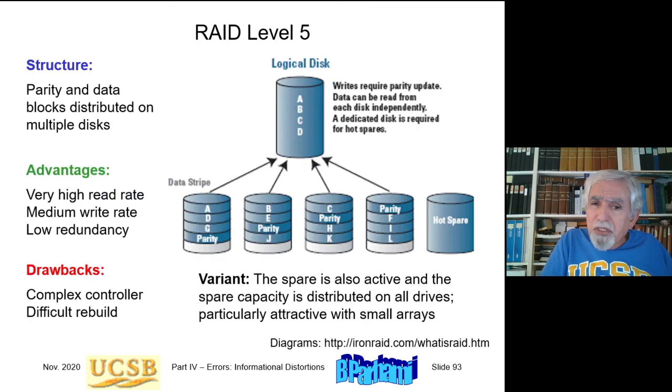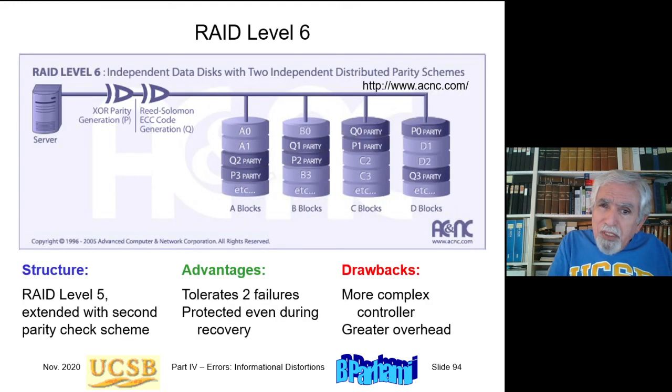RAID 5 distributes the parity on different disks. So it doesn't use one disk for all the parities, and therefore it doesn't have the bottleneck for writes. RAID level 6 uses 2. So for example, blocks A0 and B0 have a parity block P0 and a second check Q0. And therefore 2 disk failures can be tolerated.